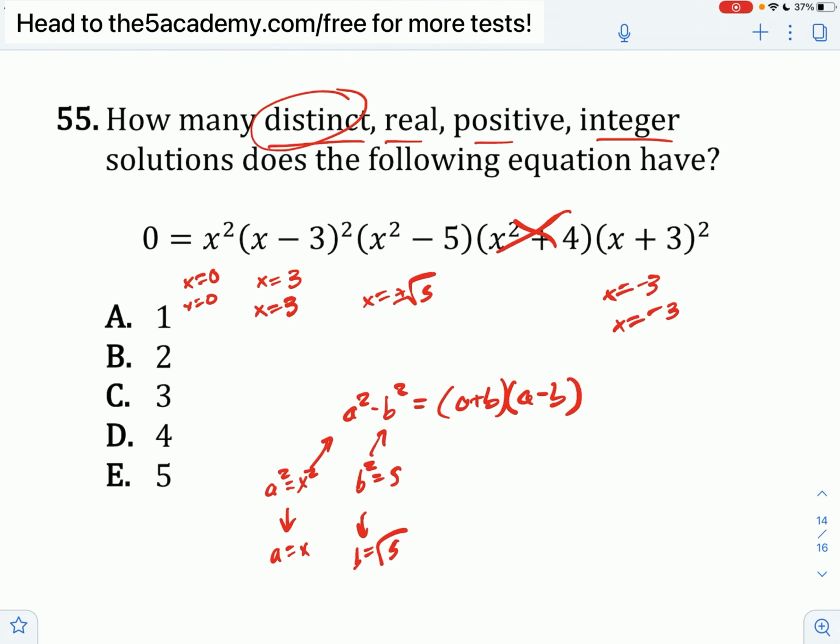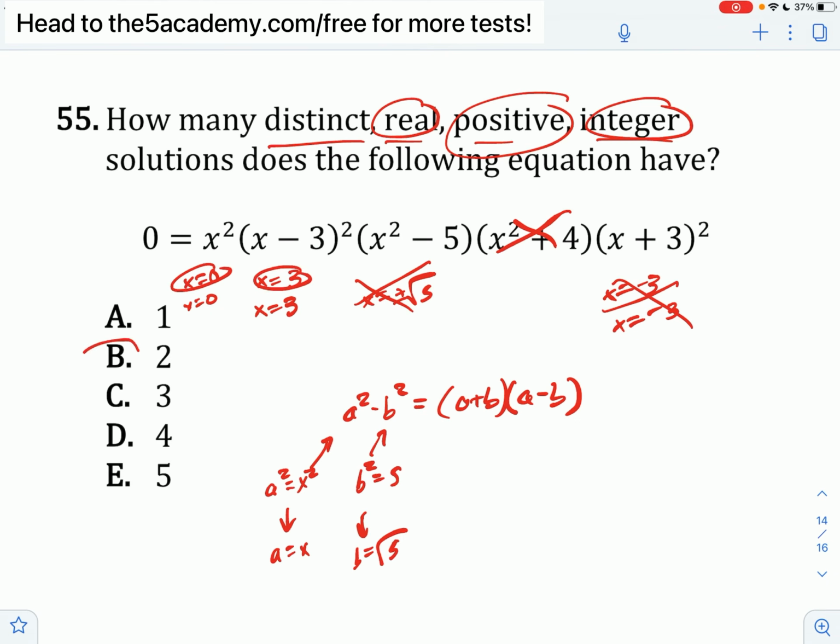So what can we narrow down? Integers, these are not integers, so these are out. Positive, these are negative. Real, these are both real. Distinct, so we have 4 solutions here, but 2 of them repeat and then 2 of them repeat. So if you just pick one, we get essentially 2 as our answer.